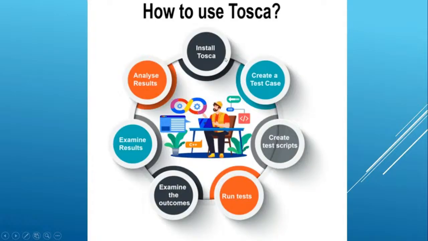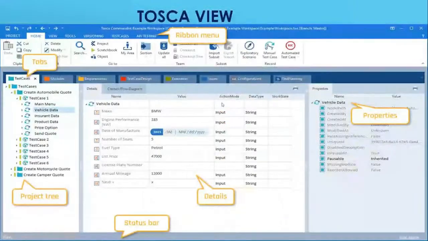And now if I have to show you how Tosca would look. As soon as you have installed Tosca, you would see this view where you would have something called the ribbon menu. So top left, all the options that you see here, project, home, view, tools, all this in the menu is what is referred to as the ribbon menu here.